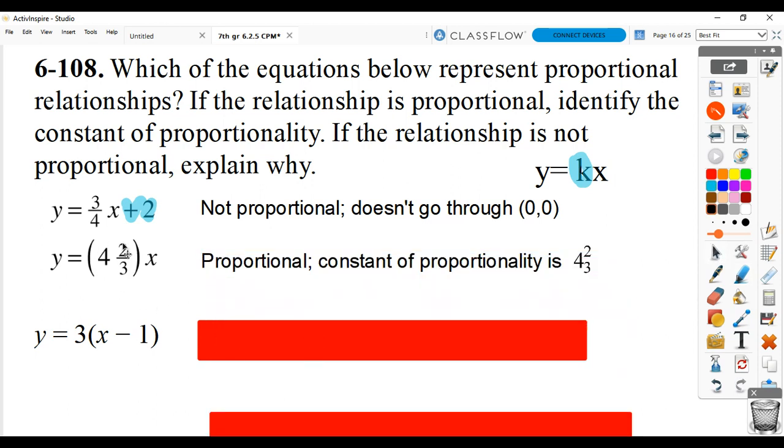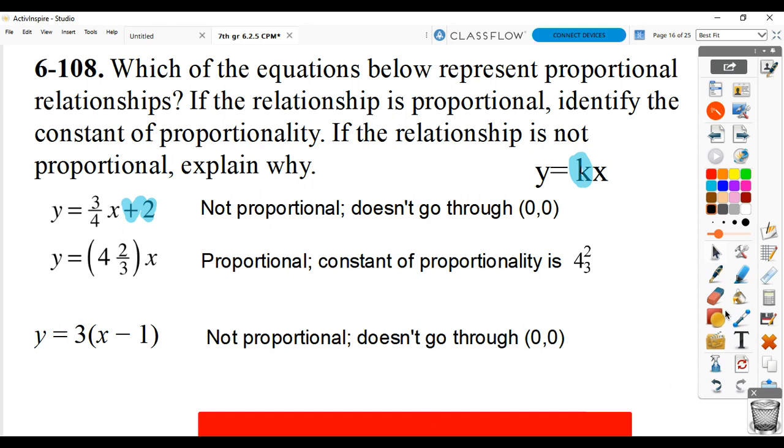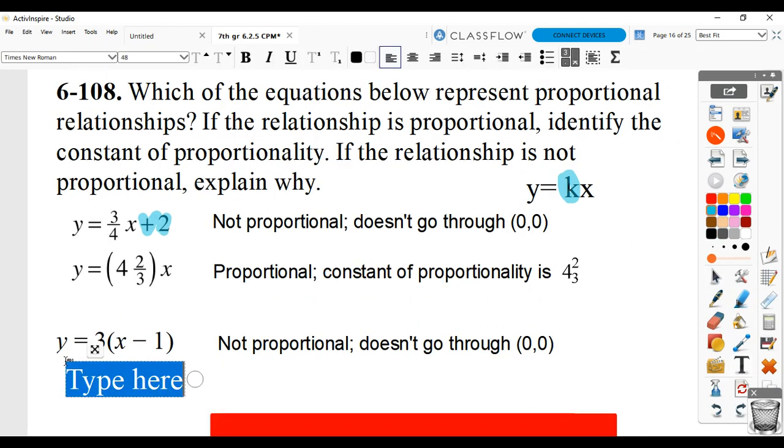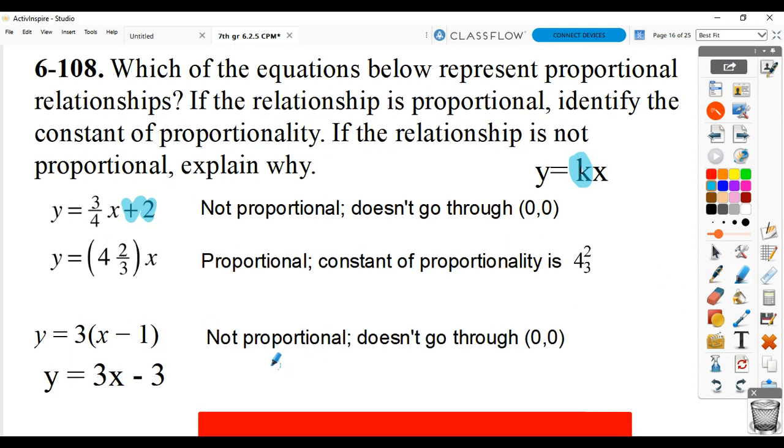It's strange that it has a mixed number as the constant of proportionality, but that can occur. And again, it's in the right format. It would go through 0, 0, and it would be linear. And this third one is not proportional, again because it's not going through 0, 0. If you used your distributive property and multiplied this out, you would see that it's 3x minus 3. So this minus 3 is what keeps it from being proportional and from going through 0, 0.